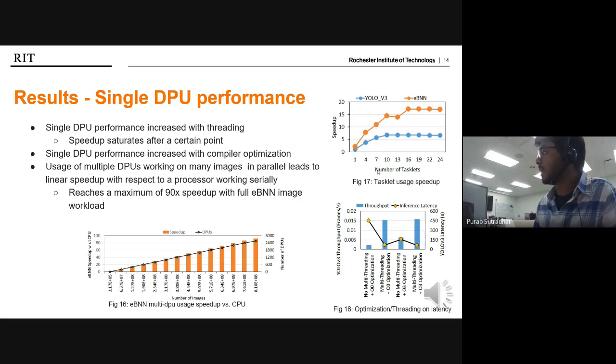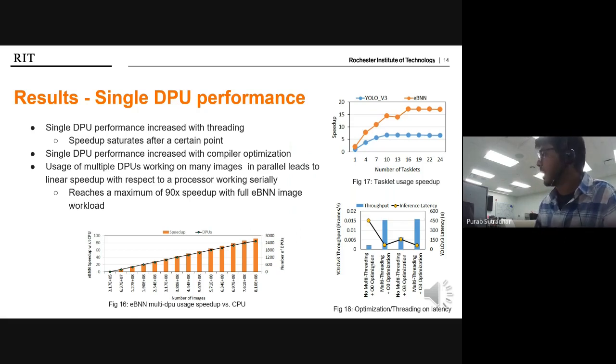By thread, here it is called tasklet. It's a term used to identify different number of parallel threads per each DPU in the UPMEM system. So when we keep increasing the number of threads in each DPU, we see that at a point we reach a saturation, and further increasing threads doesn't help. And this can be tracked back to the capacity of the caches, the IRAM and the WRAM.